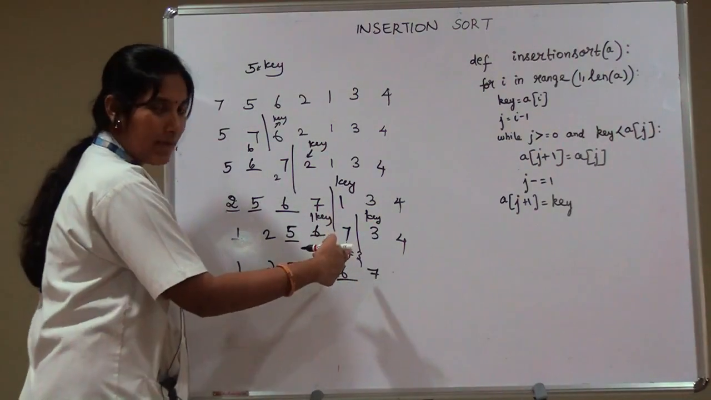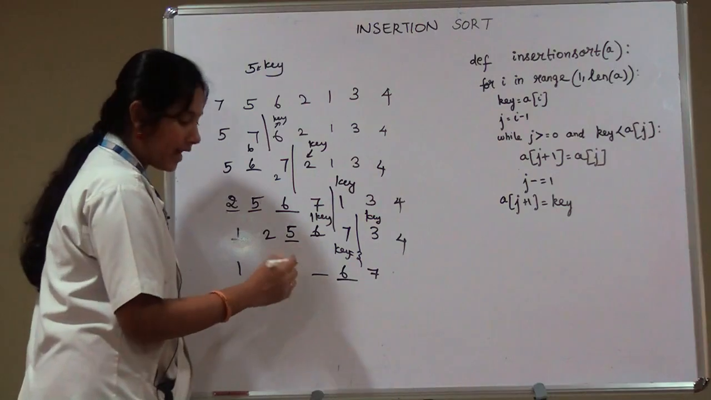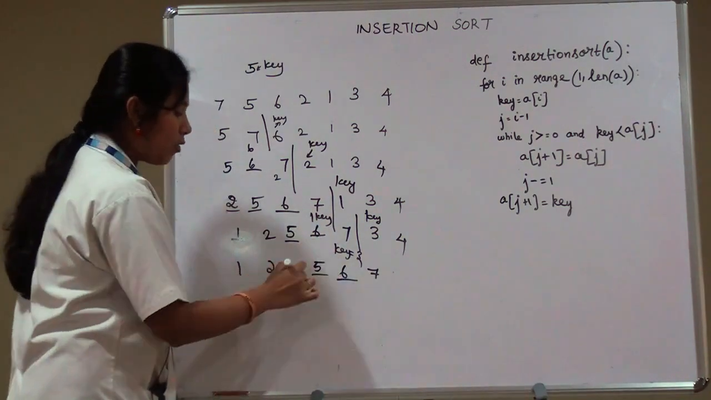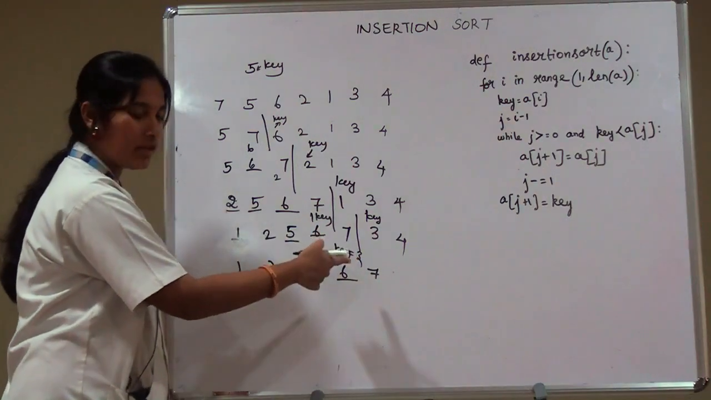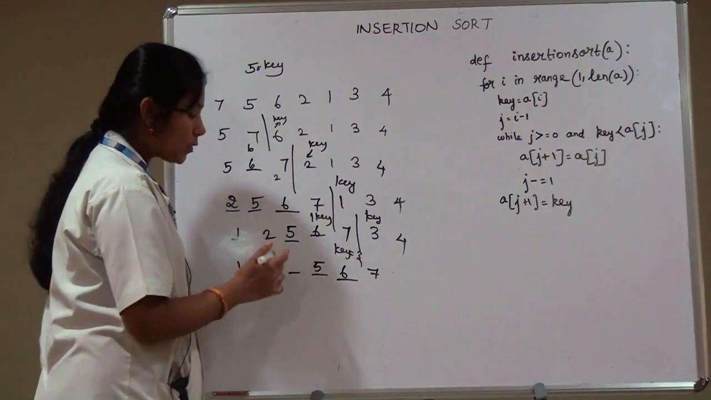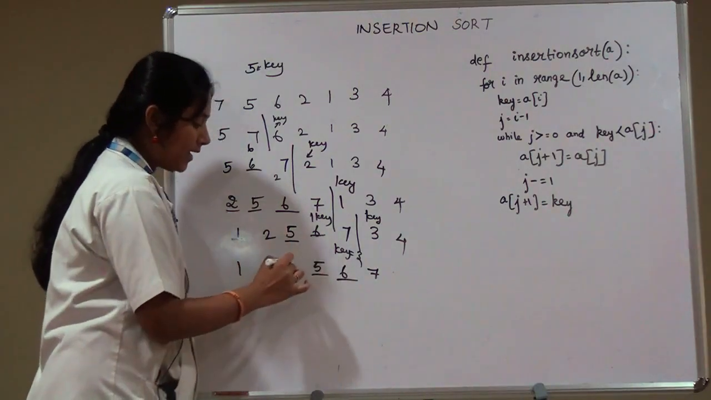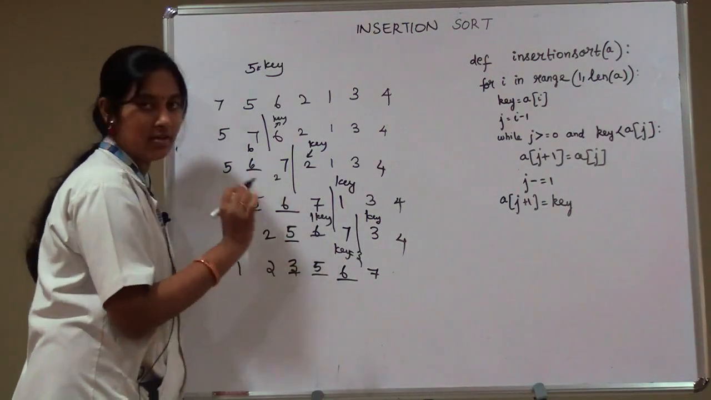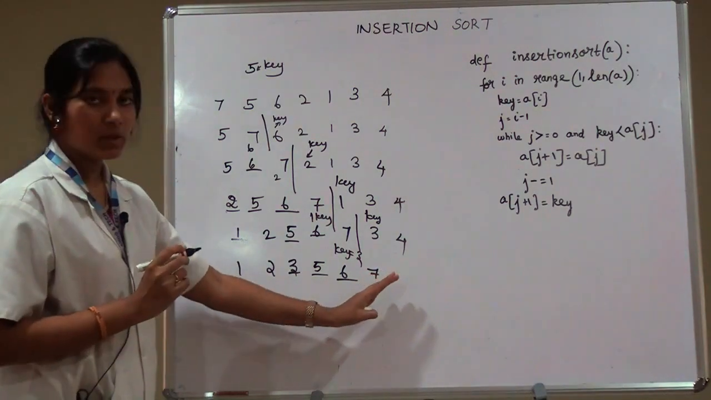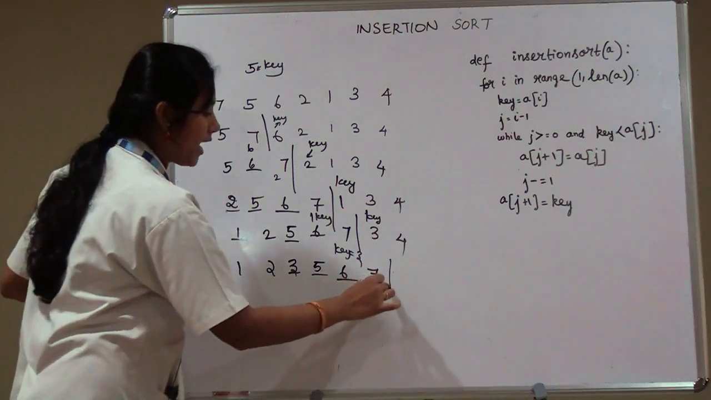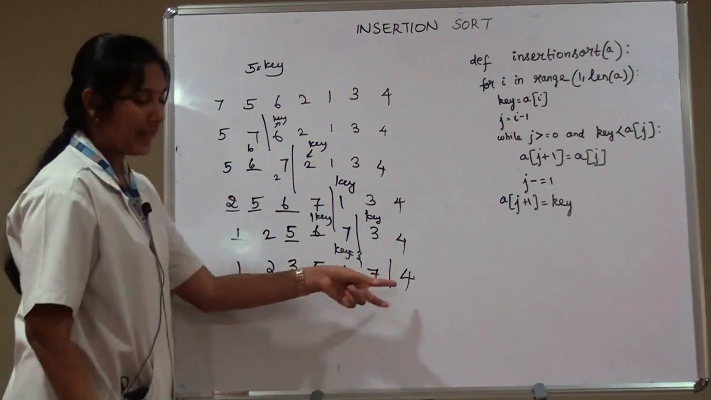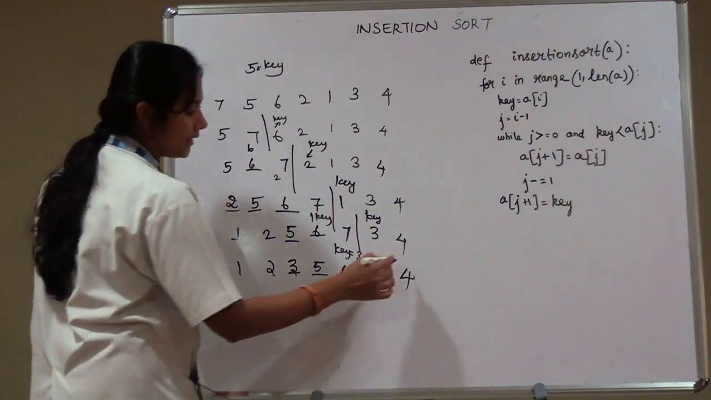Now again I am comparing 3 with 5. Again 3 is lesser, so I move my 5 here. Now I am comparing my 3 with 2. Now I can see that my key is greater, so I place my key in the blank here. Now you can see the first 6 elements of the array are sorted. We have only one element left. Now I take that last element as the key.